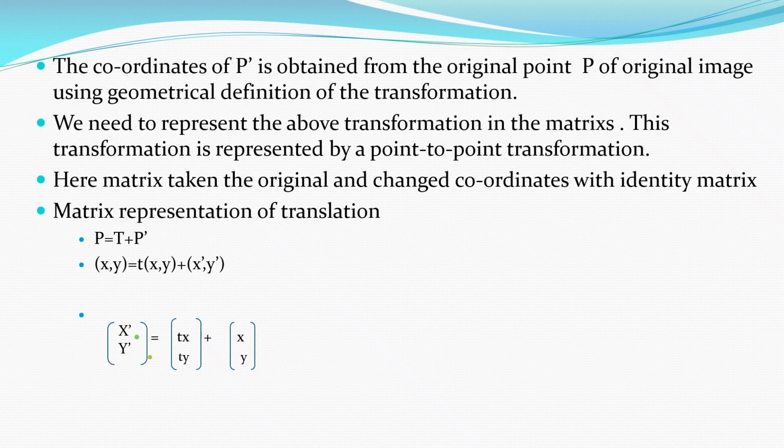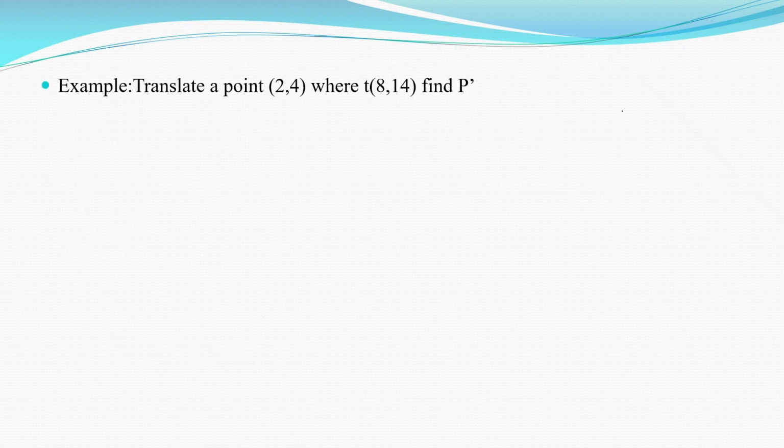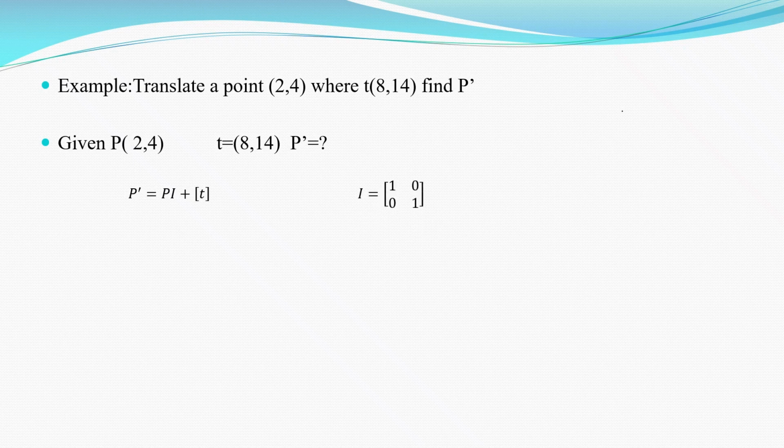Here is an example. Translate the point 2 comma 4 by 8 comma 14 and find P dash. How do we find this? Given is P 2 comma 4, that is x value is 2 and y is 4, and the translation T of x is 8 and T of y is 14. Then what is P dash? The formula is P dash equals P into I plus T, where I indicates the identity matrix.